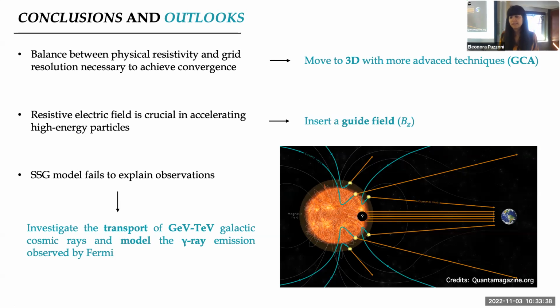I also found that the resistive electric field contribution is fundamental in accelerating particles to high energy. And I would like also to insert a guide field, so a magnetic field along the Z axis, to see if the results change. And during my postdoc at the University of Arizona, I will investigate the transport of cosmic rays, and I'll try to model the gamma ray emission observed by Fermi. As to date, there is still no model that can fully explain the emission.